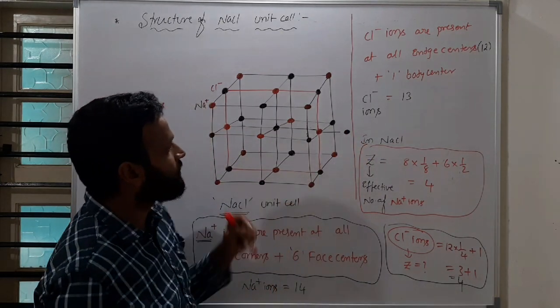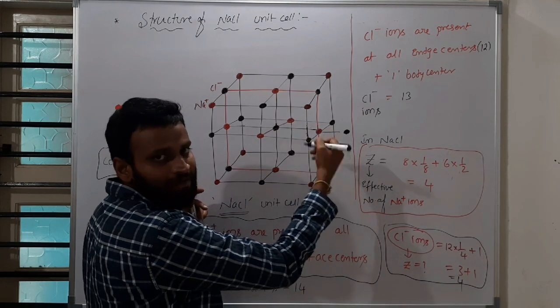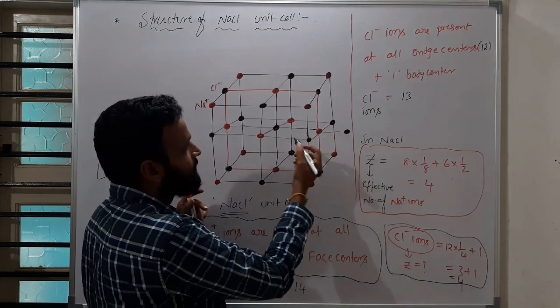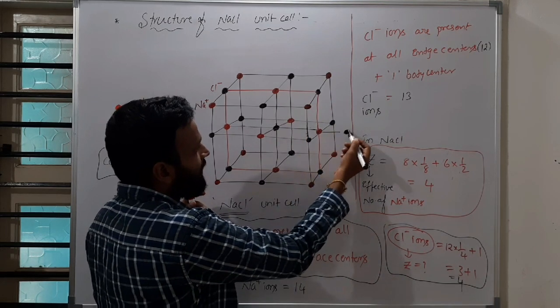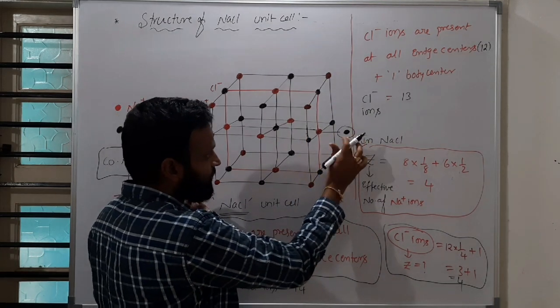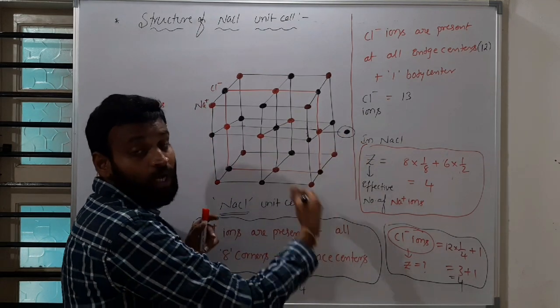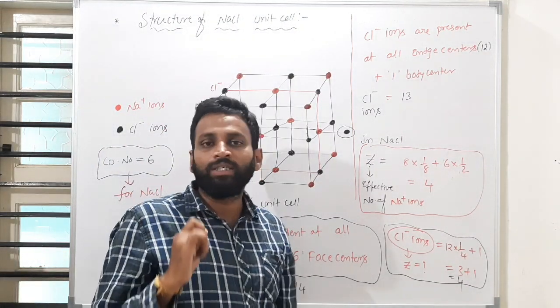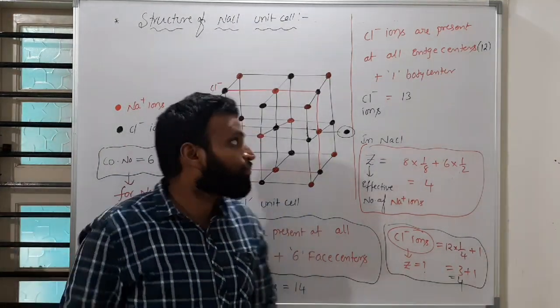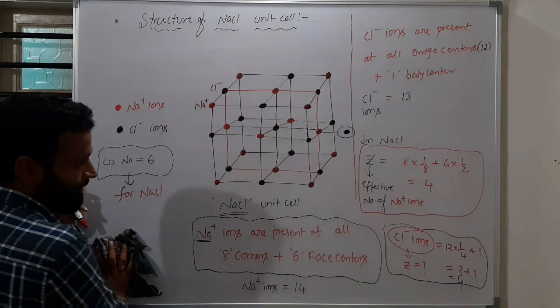So for this Na+, how many Cl- ions do you have? 1, 2, 3, 4, 5 and 6. But this Cl- does not belong to this unit cell. It belongs to the adjacent unit cell. In that way, what is the coordination number for the NaCl unit cell? It is 6. Hope you understood.